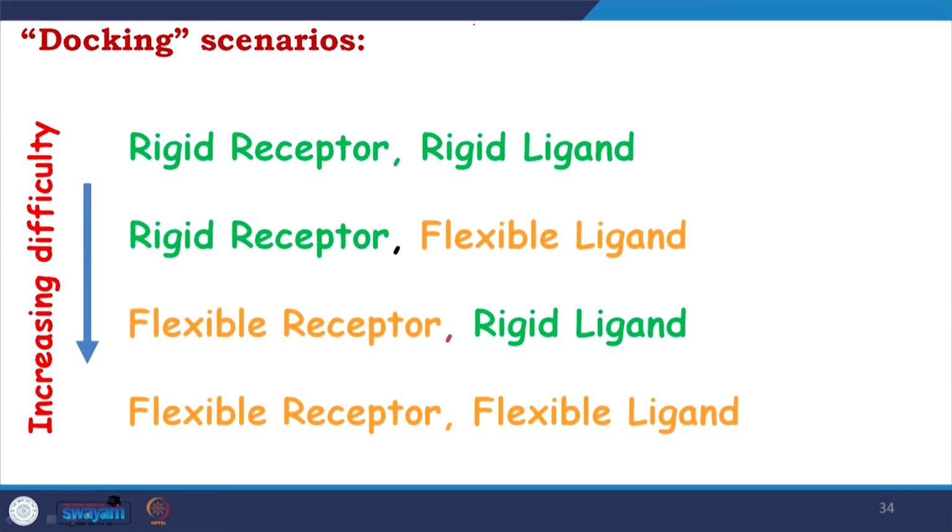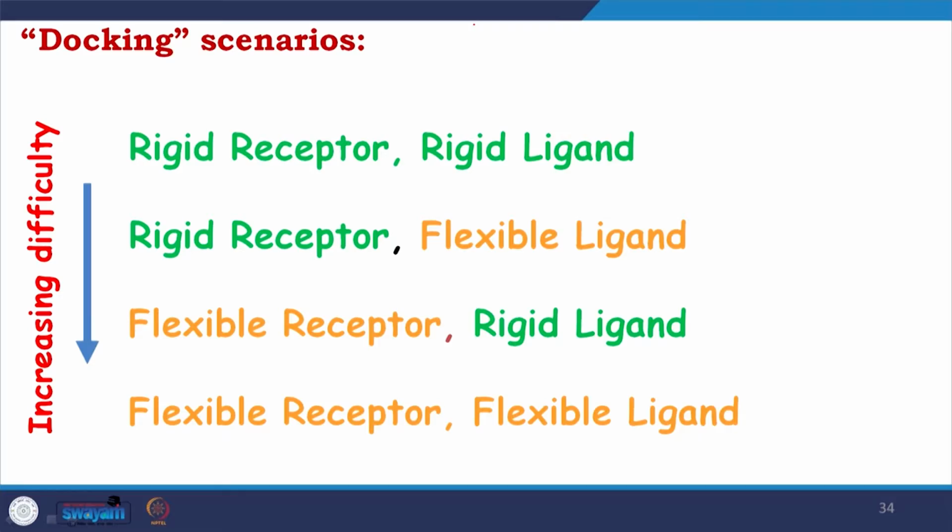Then you might have flexible receptors and rigid ligands. This is not a very common biological scenario, but if you consider chemical modifications in chemical engineering, nanotechnology, you find this scenario where the receptor is flexible and the ligand is rigid. And now what is our dream? We want to go there, flexible receptor and flexible ligands.